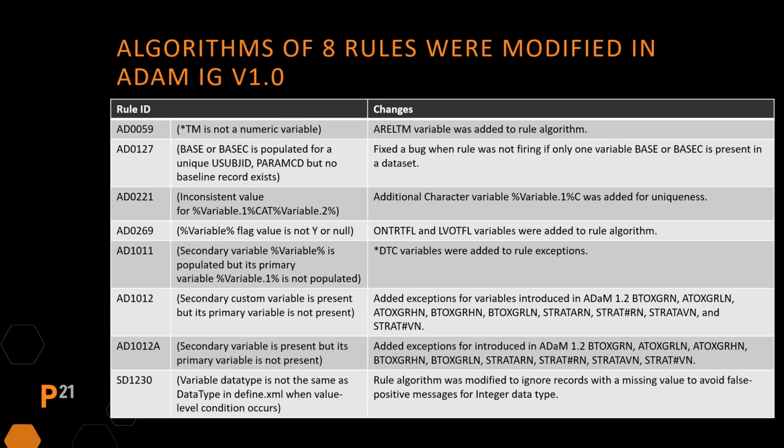AD0221 checks that the same values are categorized in the same categories, such as a unique value of AVAL categorized in the same category in AVALCATy. This rule was added to check character variables such as AVALCATy based on AVALC, and BASECATy based on BASEC. For AD0269, on treatment record flag and last value on treatment record flag are added to this check if the values contain only Y or null.